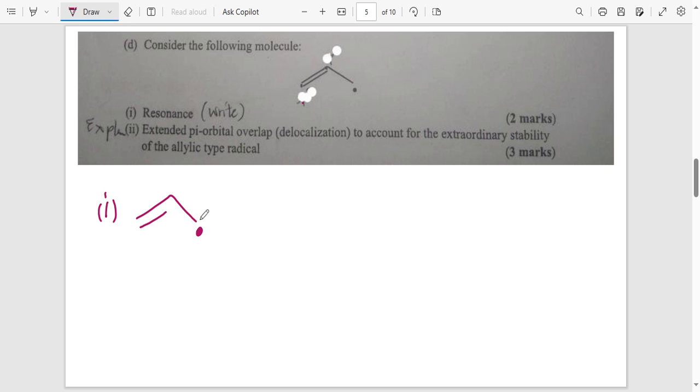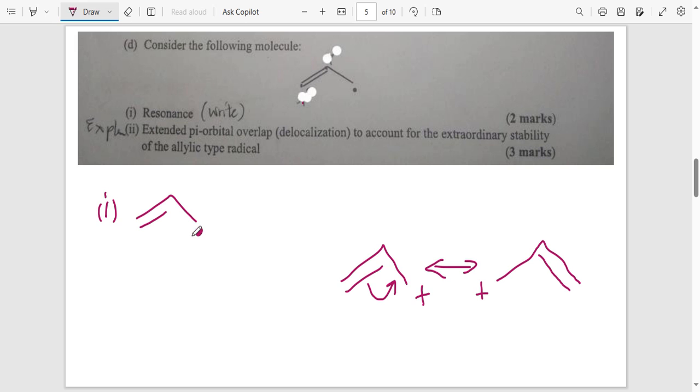Now resonance of a radical is different from resonance of a carbocation. Let's say if this was a carbocation, like so. When you want to show resonance, you just move this double bond to here. Resonance you always show using a double arrow like that. So the double bond would have come here, the positive charge would have come here. That's how you show resonance for carbocations. Different from resonance for radicals.